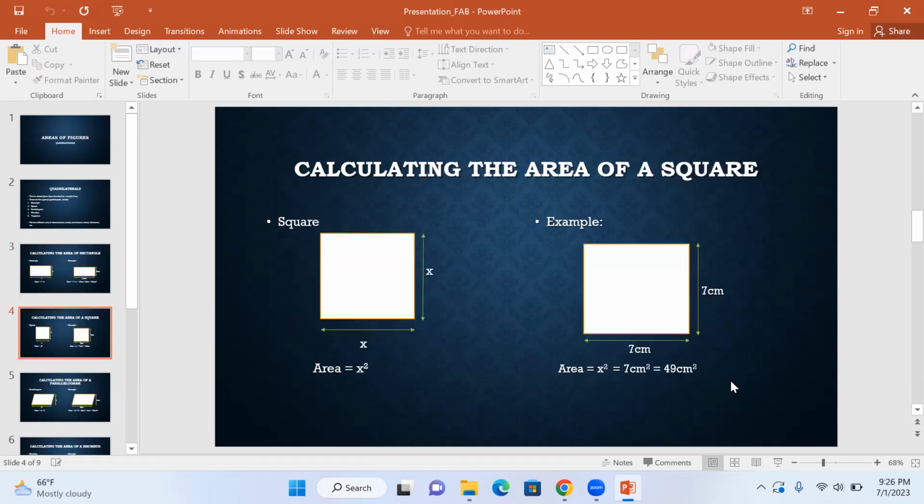Then you go to the square. It's the same thing for a square. One of the properties of a square is that all sides are equal. So it means that the length and the width are equal. That is why we say this x is equal to this length, and there's an x here and an x here. When you multiply x times x, that is x squared. So in this example, you have 7 times 7, which is 49.